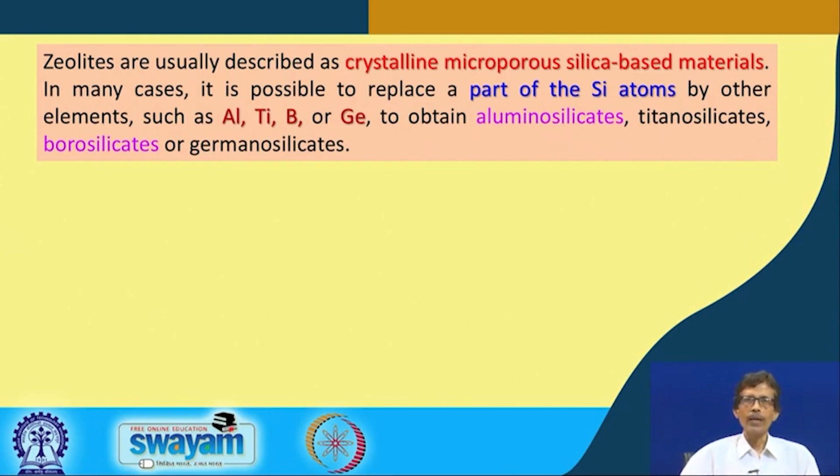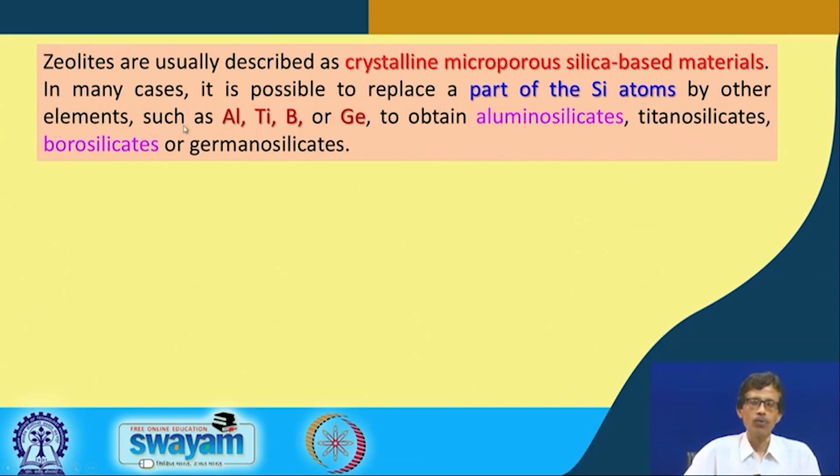If we know how silicons are there and how silicons are connected to the oxygen, and at some other points it is the aluminum centers which are connected to the oxygen centers. So, it is basically a crystalline, microporous, silica-based material, because some of the other part is your aluminum. In many cases it is possible to replace a part of the silicon atoms by other elements.